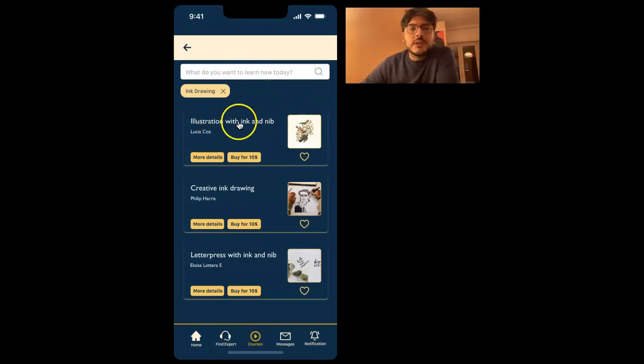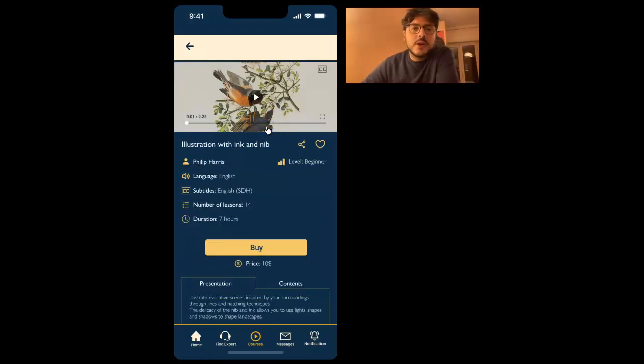So for example, we choose the illustration with ink and nib of Philip Harris. I don't know who Philip Harris is, I just put it to make my prototype look real.